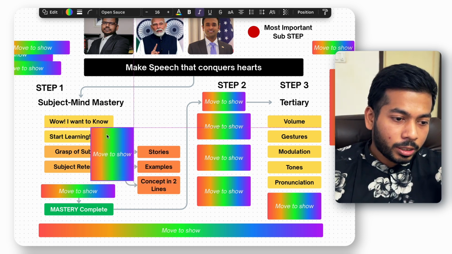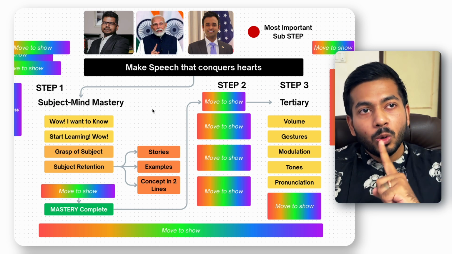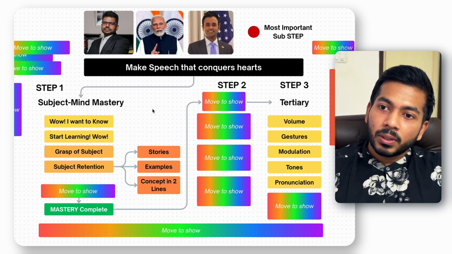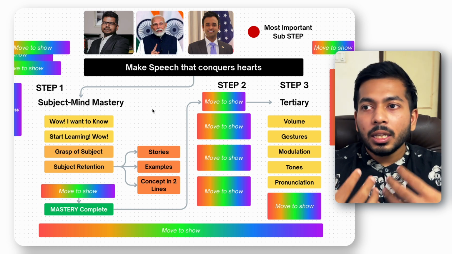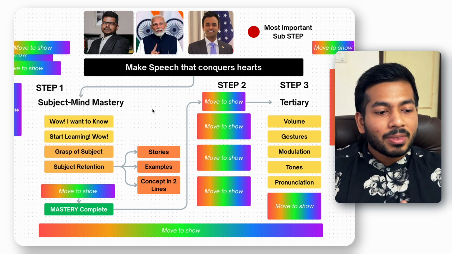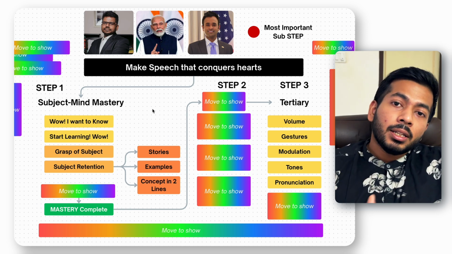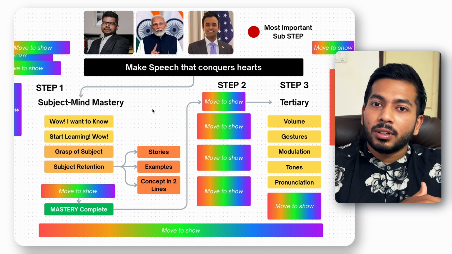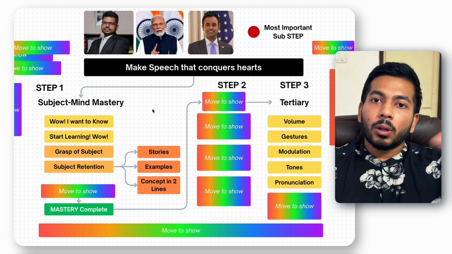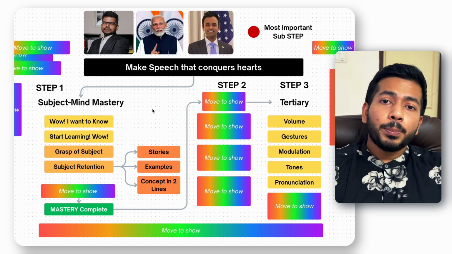This is how I'll show it to you. There are three things inside this. One is you need to make stories in your mind in or around that particular subject, if that makes sense. You have to have examples in your mind that justify what you have learned. And finally, you need to know the whole concept in 2 lines. That's the most important part.